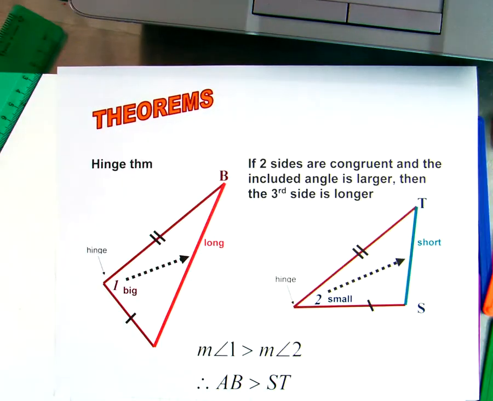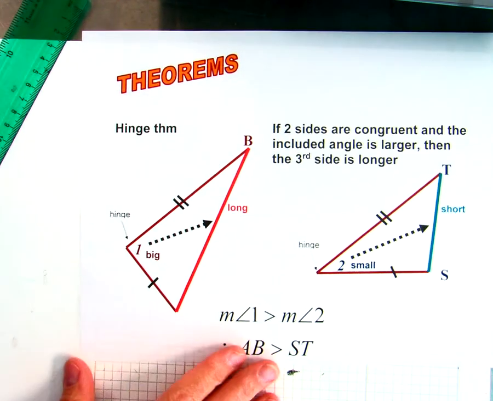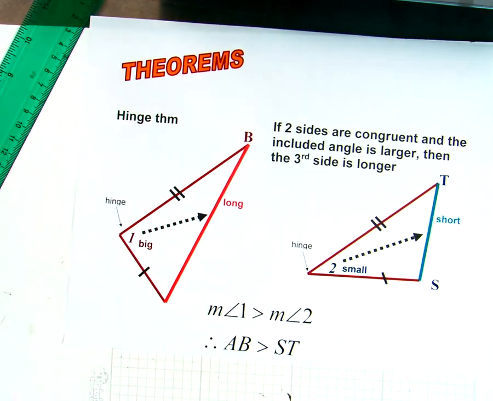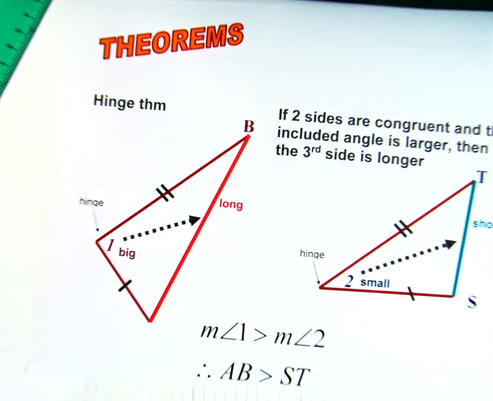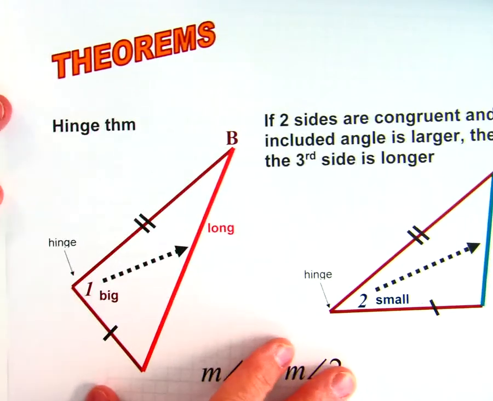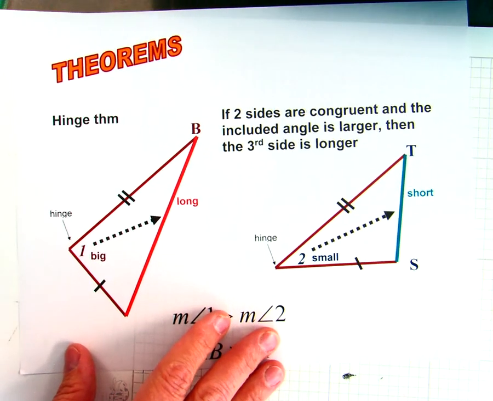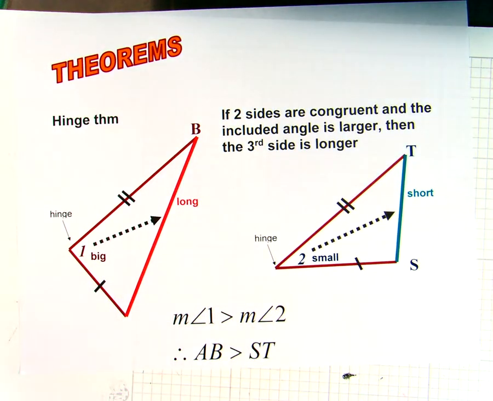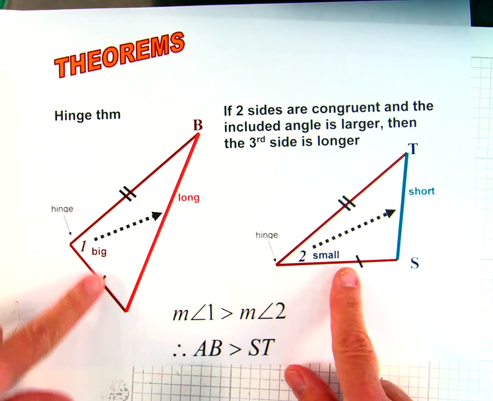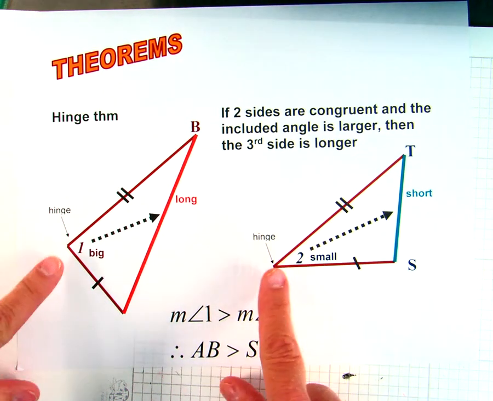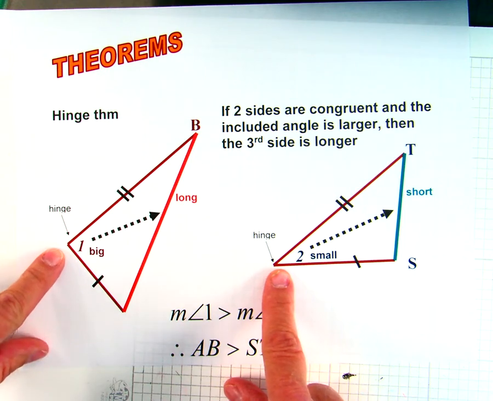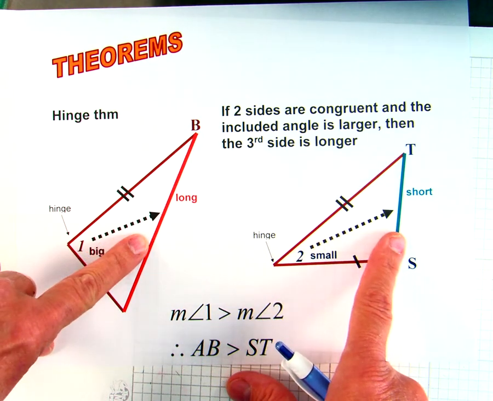So, the Hinge theorem. If two sides of a triangle are congruent, and the included angle is larger, then the third side is longer. When using the hinge theorem, you're going to need to always be aware of where the hinge is, because that's going to be one of the crucial elements. So we have two sides that are congruent, and they are connected at the angle in question, which is opposite to the two sides that vary in length.